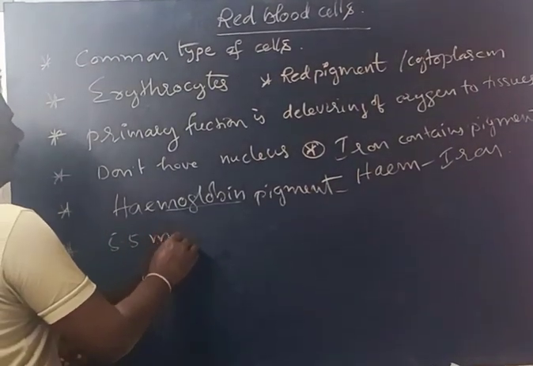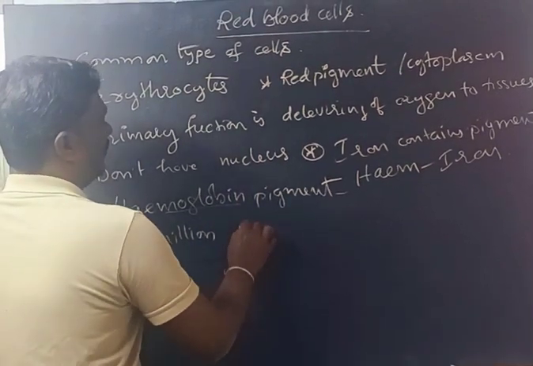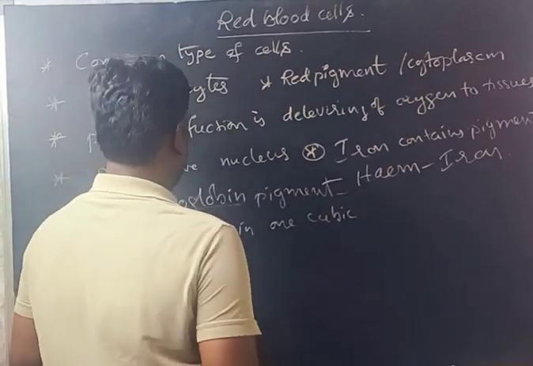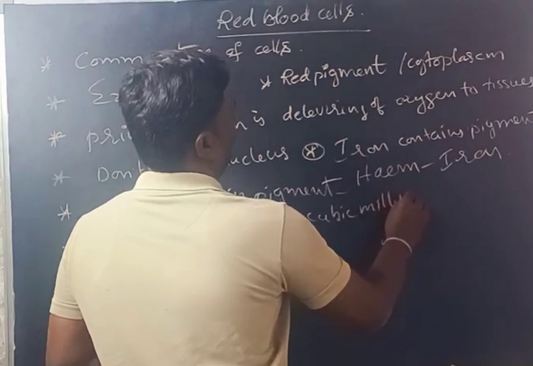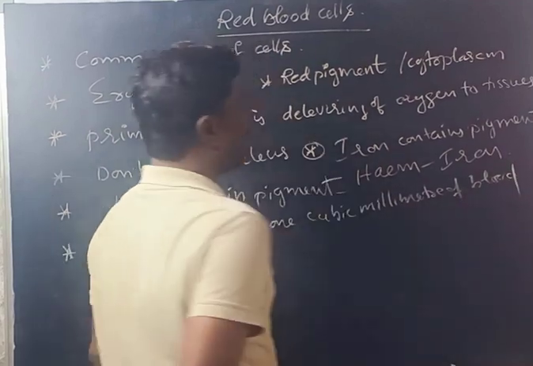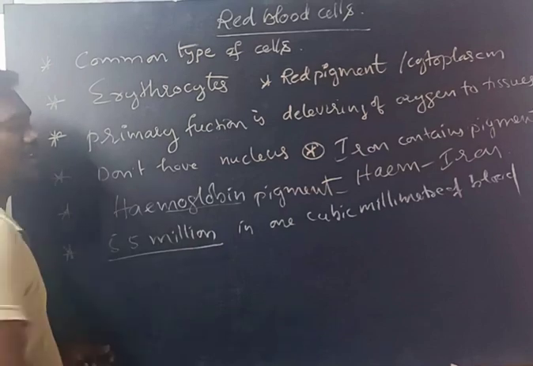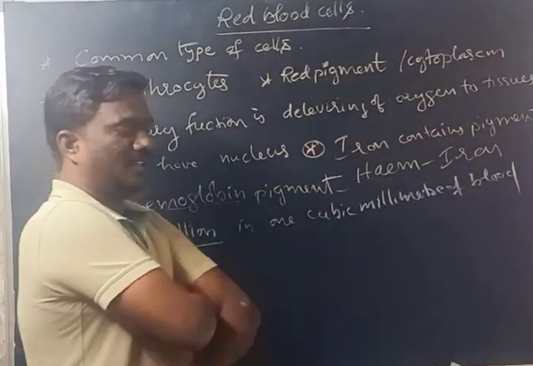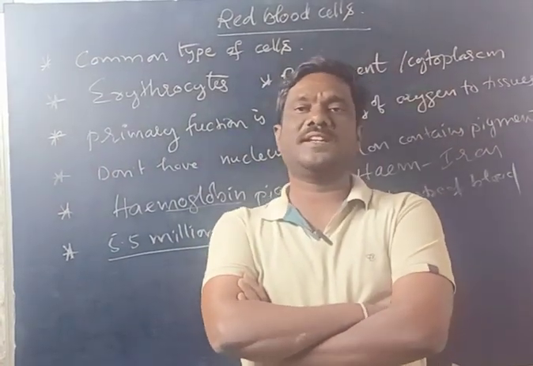Next, in 1 cubic millimeter of blood, there will be 5.5 million red blood cells present. So these are the red blood cells. They are called erythrocytes, and due to that they are red in color.